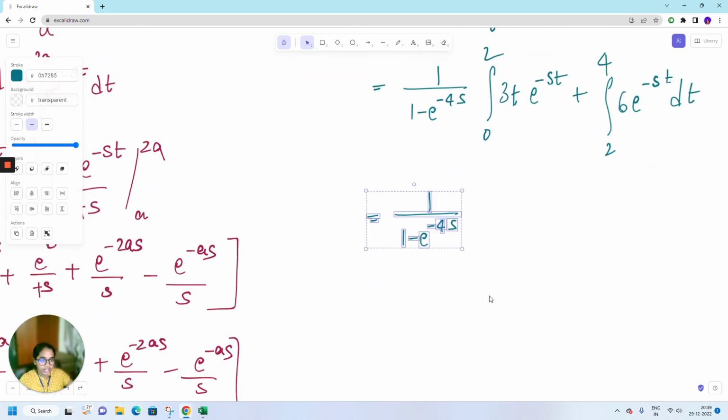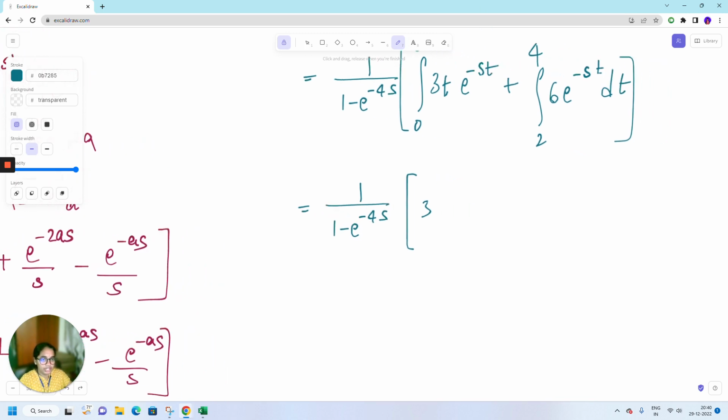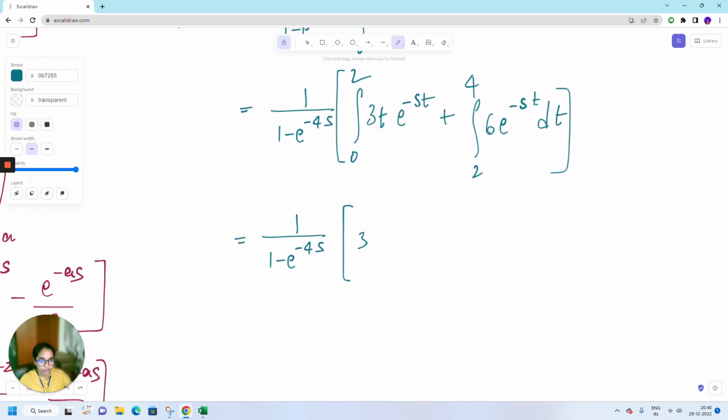Okay, integration of 3t. Let me take out 3 common, it is a constant. What is integration of 0 to 2 t e power minus st? What do you have in place of u? You have t. In place of v, I have e power minus st.